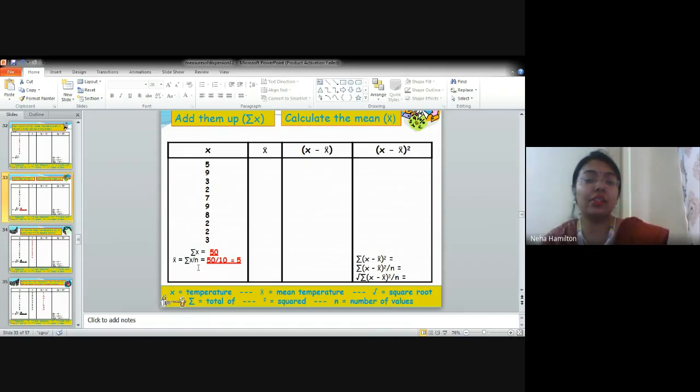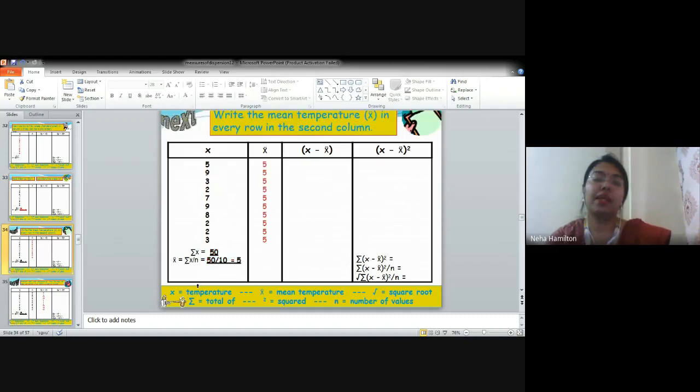What is n here? Quickly count. What is n? The total number of observations. What is n here? N is 10. If you count, there are 10 observations, right? You will divide. This is how the answer comes, 5. Okay, next step, x bar. What is x bar? X bar is summation x divided by n. So 5 will remain the same for everything.